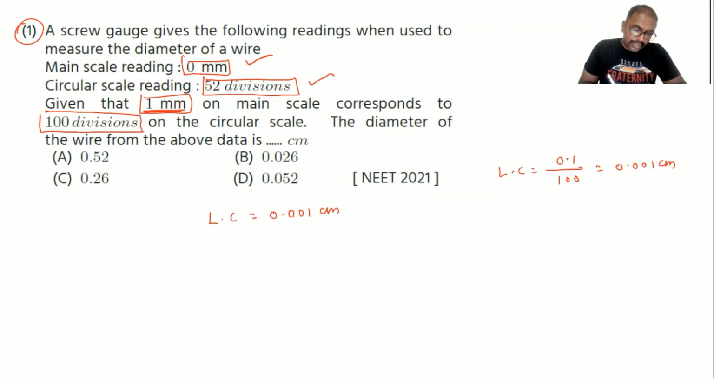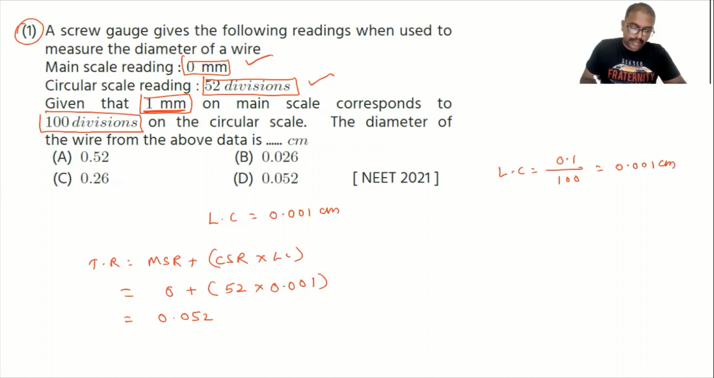Now this total reading we can write as main scale reading plus circular scale reading into least count. Main scale reading is 0. Circular scale reading is 52 multiplied by least count 0.001. So it is coming 0.052 centimeter and 0.052 centimeter is written in option D. So option D is the correct answer for this MCQ.